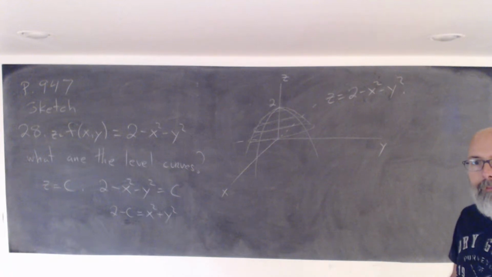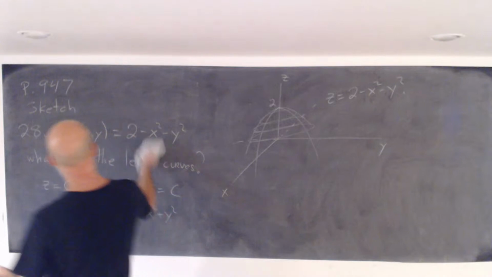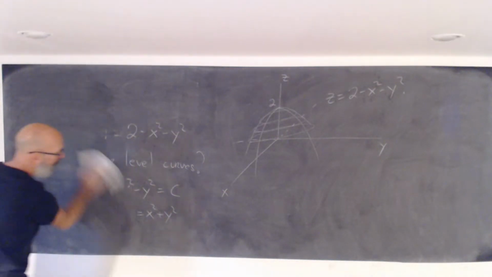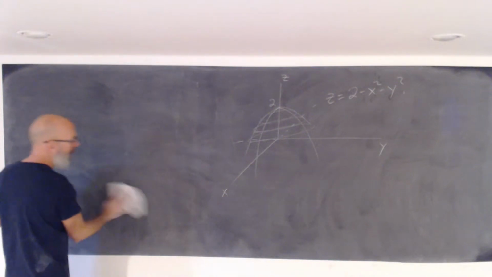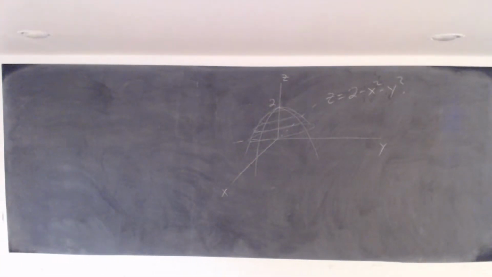How are we doing here? Right? So graphing in 3D, not that difficult. You graph it in 2D and then you put everything together. Let's take another example.